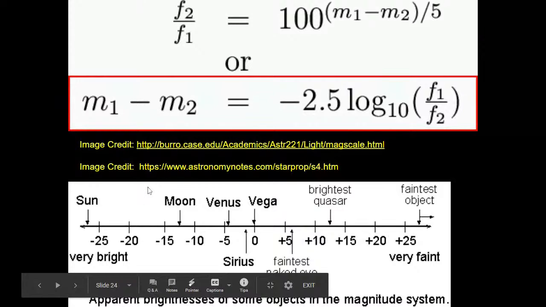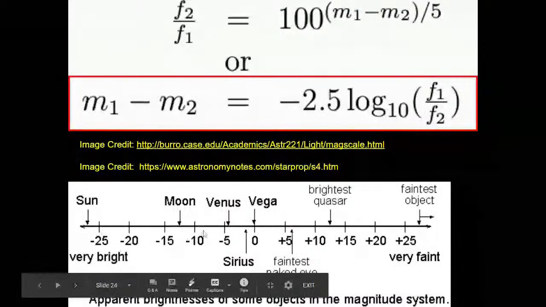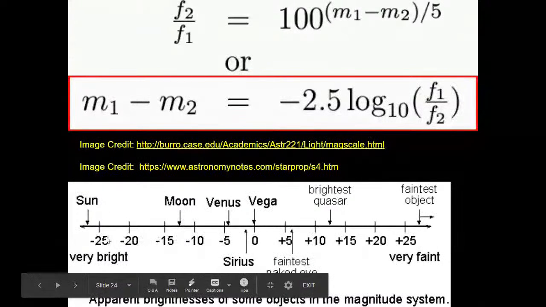While the objects that appear to us very bright have more negative apparent magnitude. The Sun, in fact, is somewhere here. Its magnitude is less than -25. That means it's very bright.